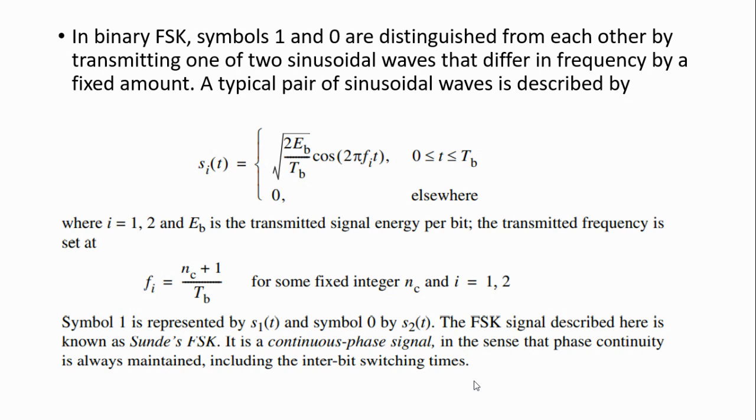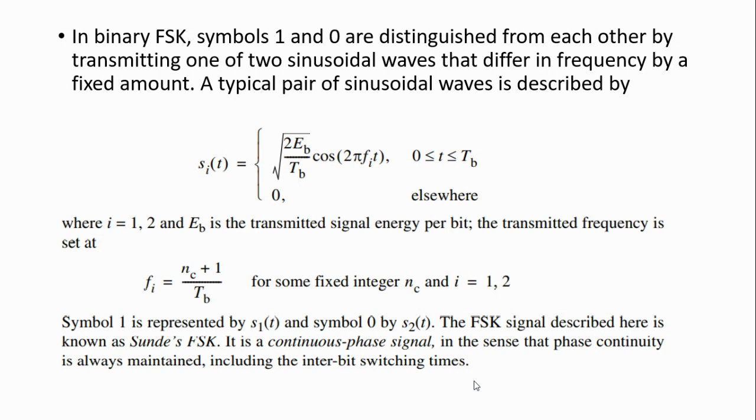Here, Si of t is equal to square root of 2 Eb divided by Tb times cos 2 pi Fi of t, for 0 less than or equal to t less than or equal to Tb. Here i value is 1, 2. Eb is the transmitted signal energy per bit, and the frequency Fi is equal to (Nc plus i) divided by Tb. Nc is a fixed integer, and i equals 1, 2.